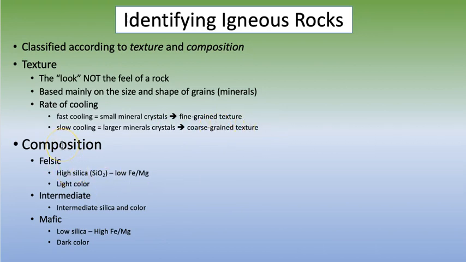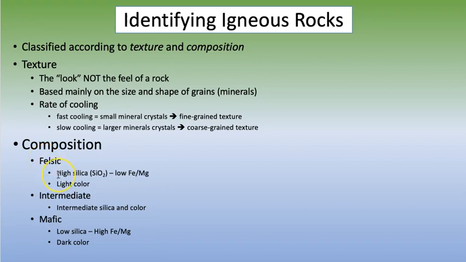The other component that we look at is the composition. The composition is what the magma or lava is made of. And we have three main categories. Your book and lab will discuss four, but the three that I have listed here are the most common ones and the ones that I am concerned with you knowing.